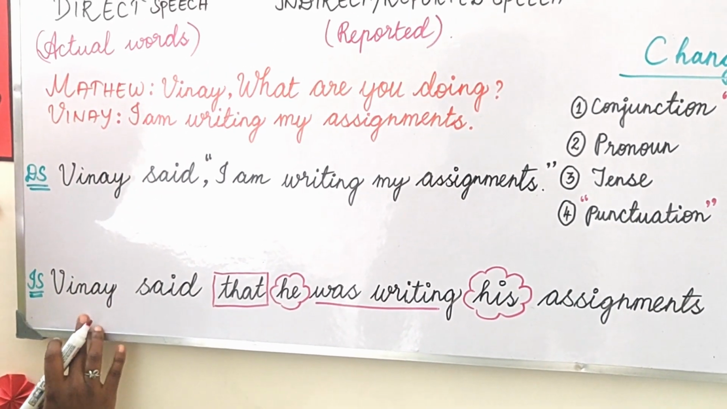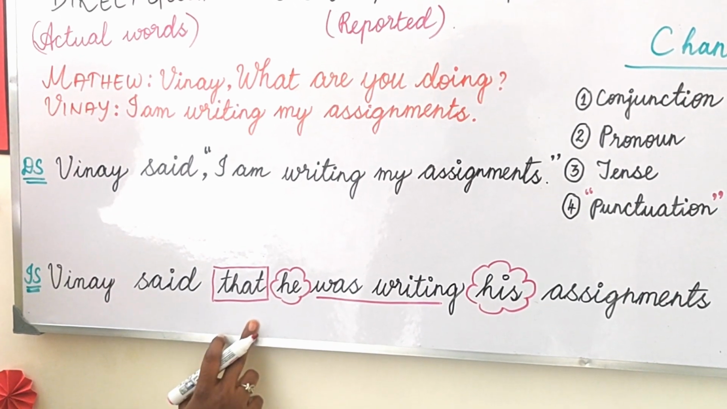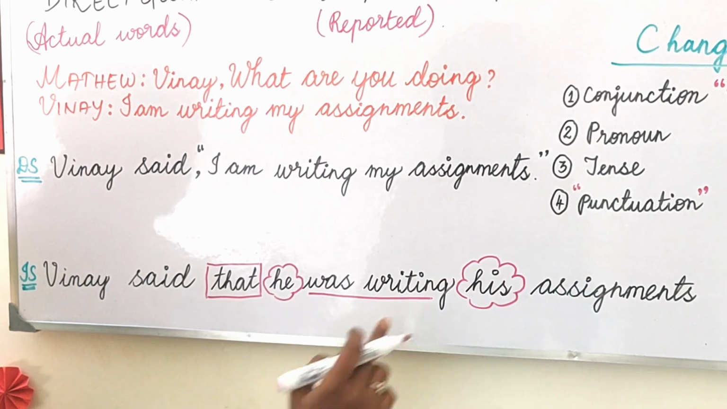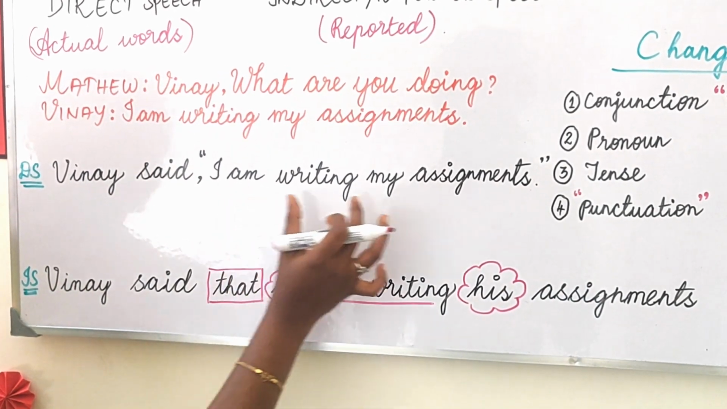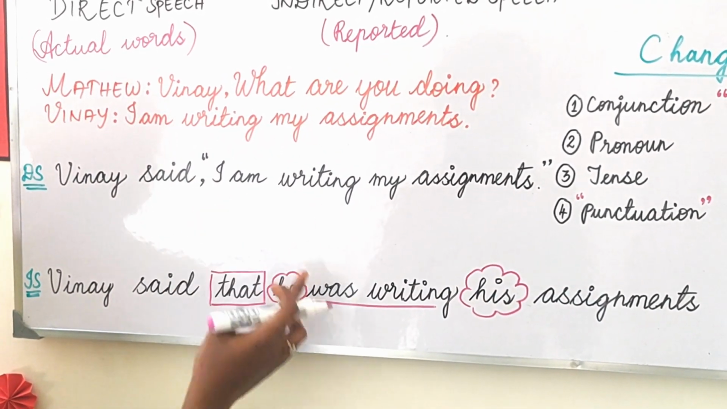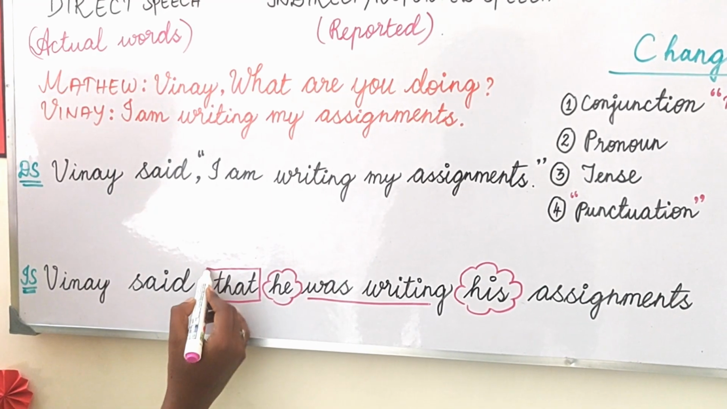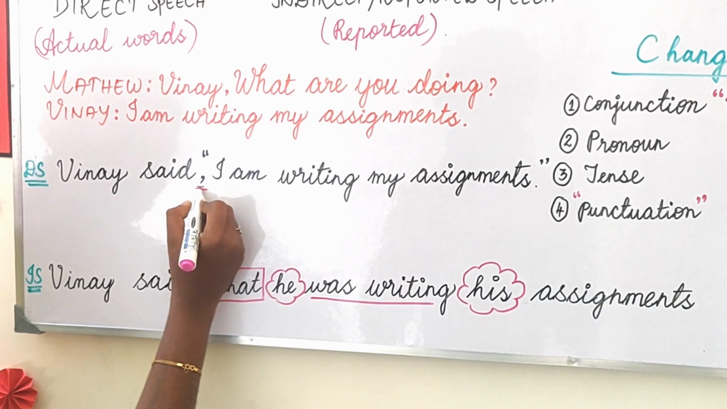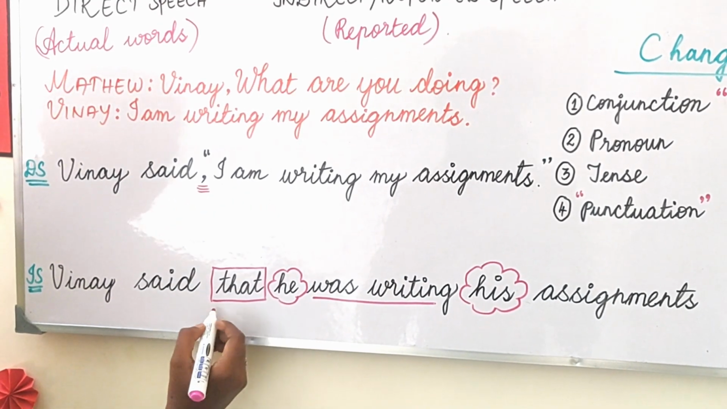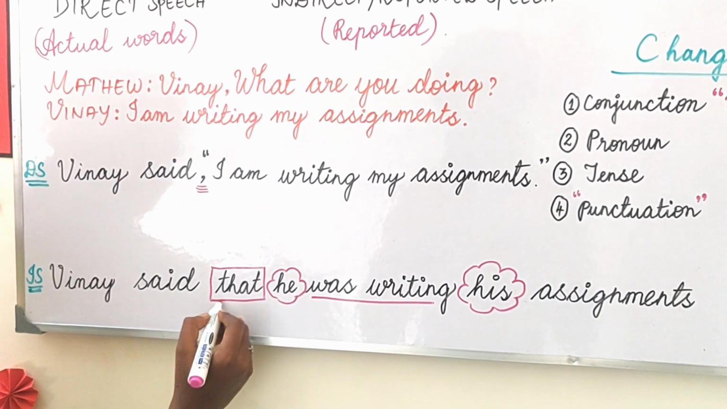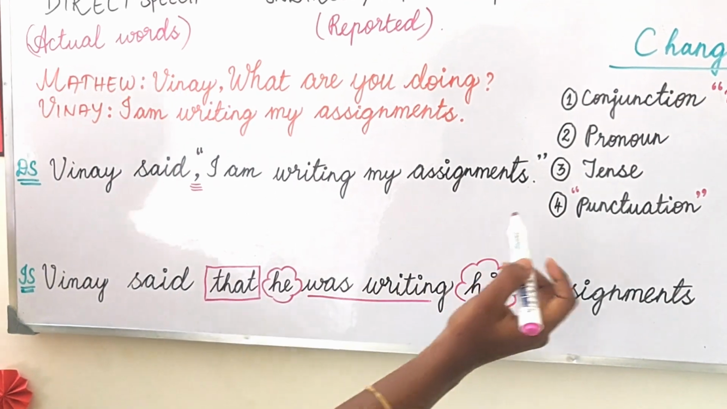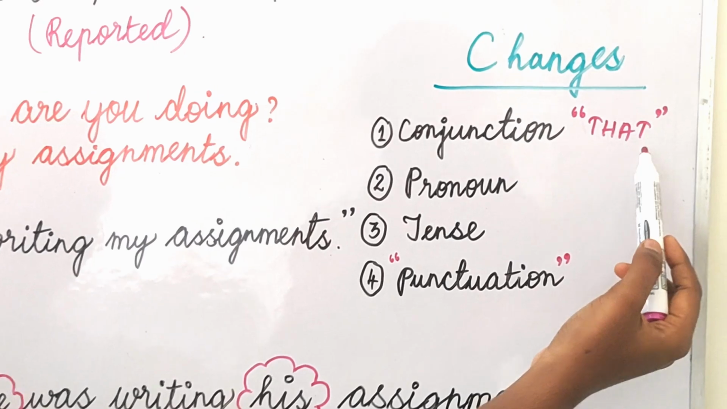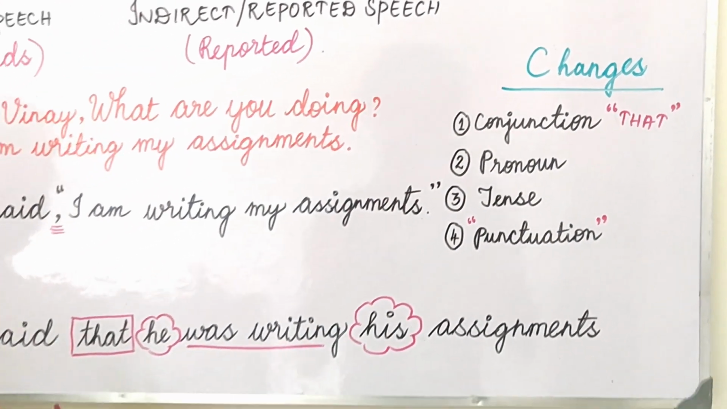Once again, I will read it for you. Vinay said that he was writing his assignments. So see, what are the changes from this sentence to this sentence? I have highlighted those changes. So the first change is, instead of this comma, we have given the conjunction that. The change number 1 is an addition of the conjunction that in indirect speech.